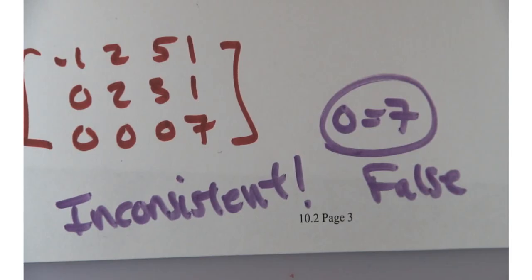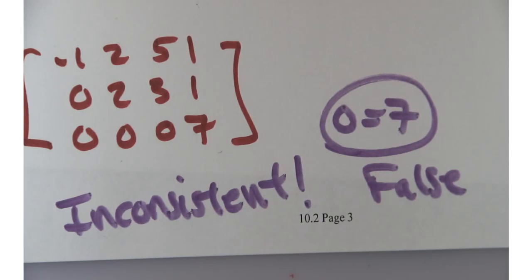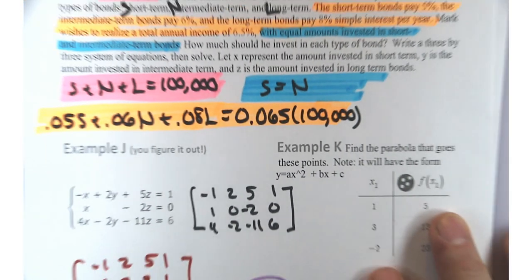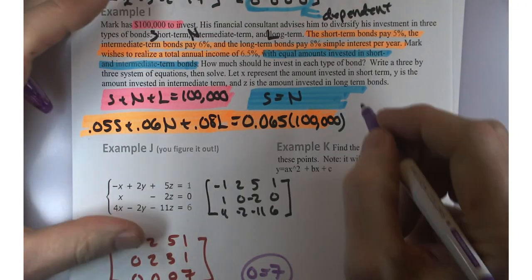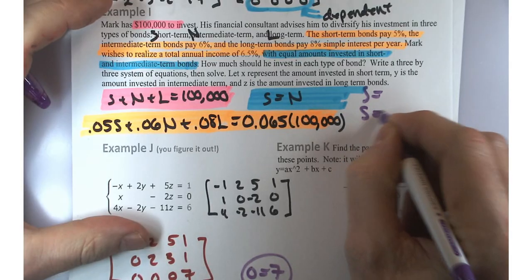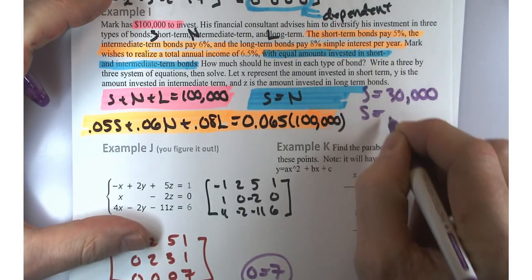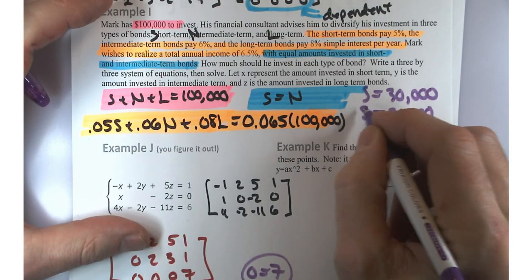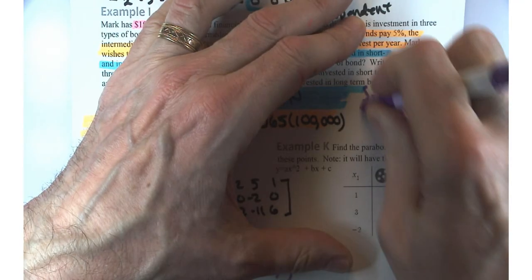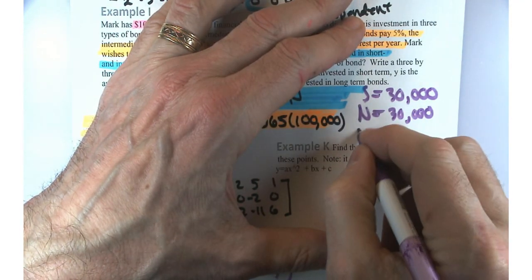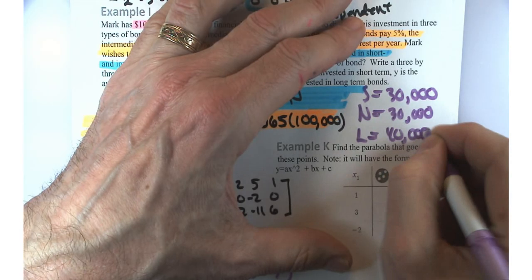Whew. All right. I think we've spent a lot of time on this section. So, yeah. Any other comments or thoughts on this one? Nikki, did you get the solution to this one? I think so. What'd you get? I have 30,000, 30,000, and 40,000. Let's say that S would be 30,000, N would be 30,000, and then long would be 40,000.